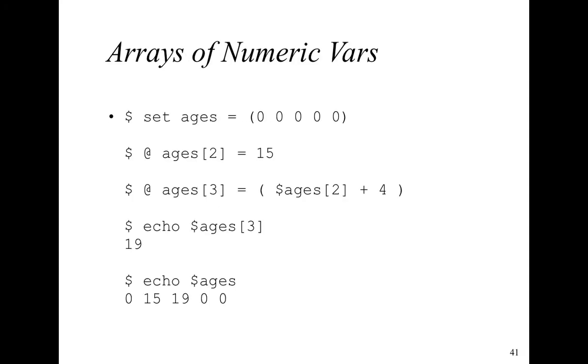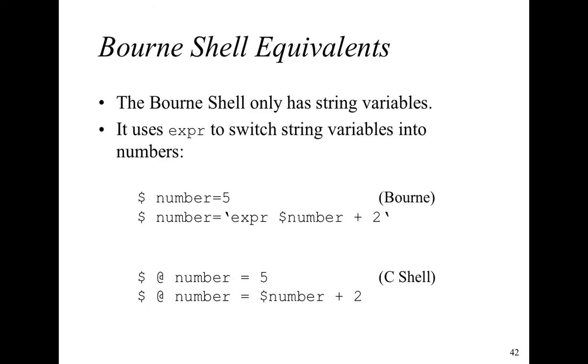So we have arrays of numeric variables. So we can set ages = (0 0 0 0 0). @ ages[2] = 15. And then @ ages[3] = $ages[2] + 4. We just turned the same string array into numerics by adding the @ symbol. Echo $ages[3], we get 19, which is right. Echo $ages, we get 0 15 19 0 0. So we have numbers. It's the same syntax, you just put the @ symbol with a space.